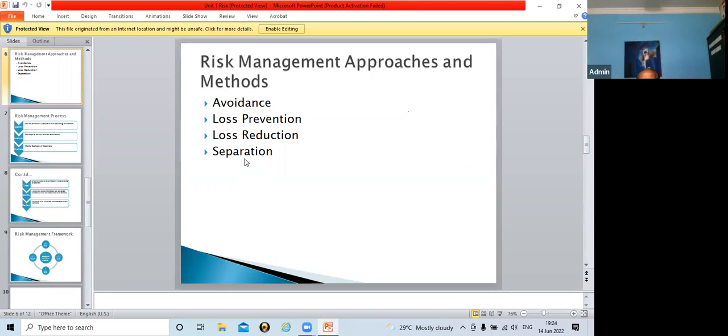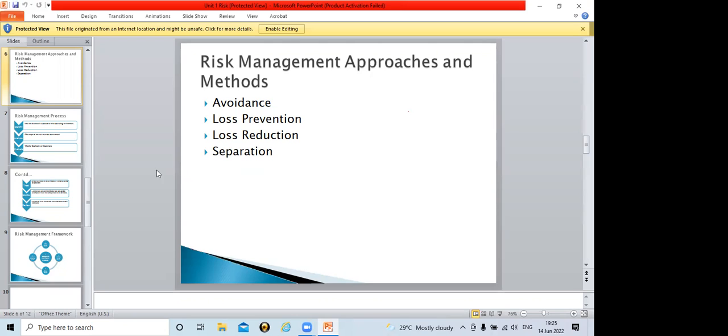If you are asked a question in the examination to explain risk management approaches and method with appropriate examples, you have to write this particular answer. Got it? Understood? Any doubt?